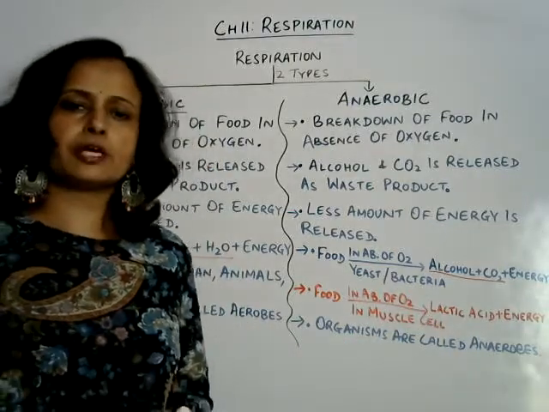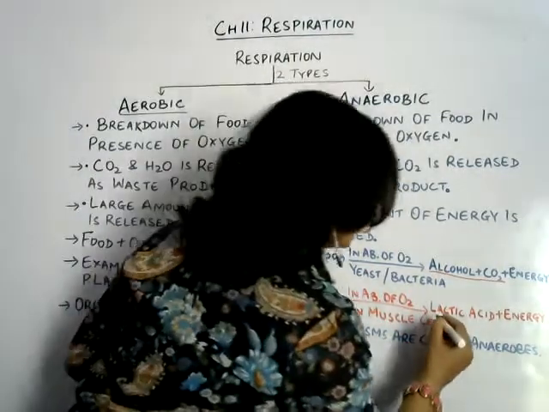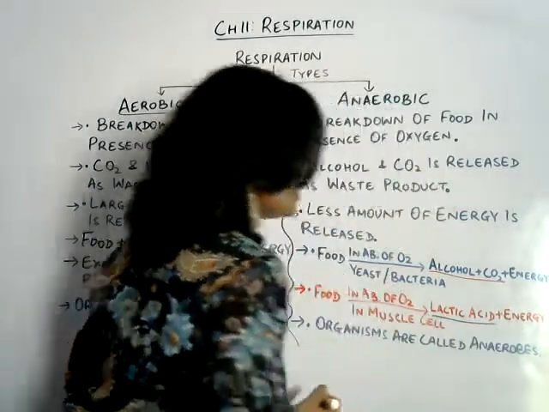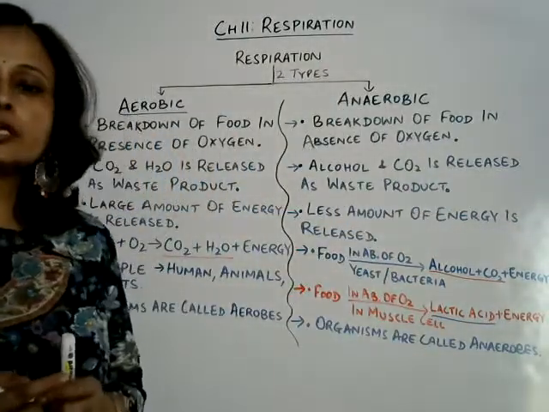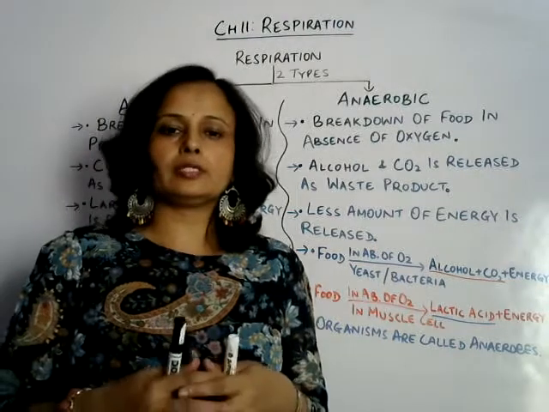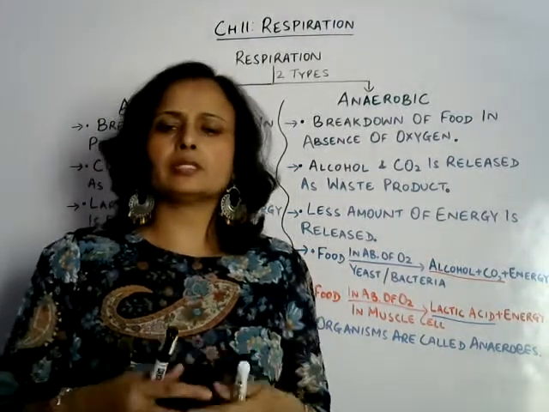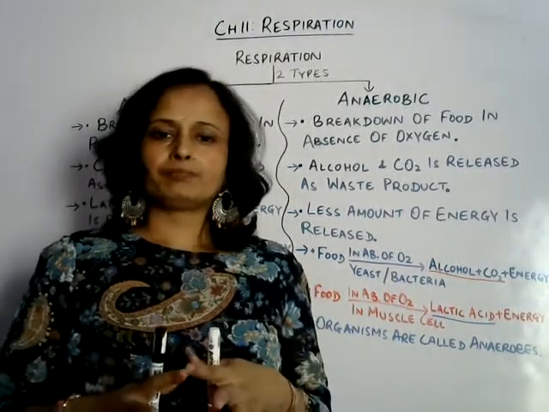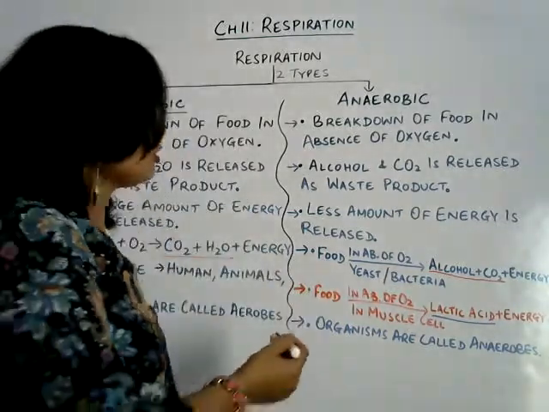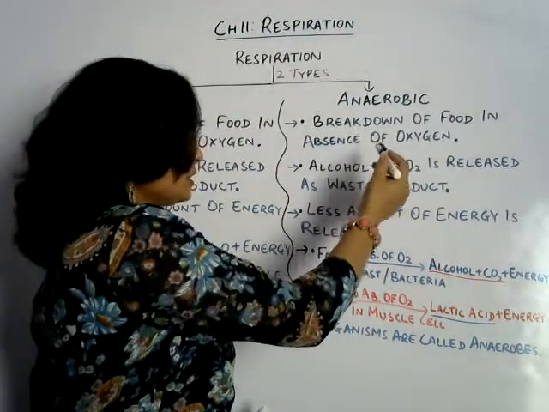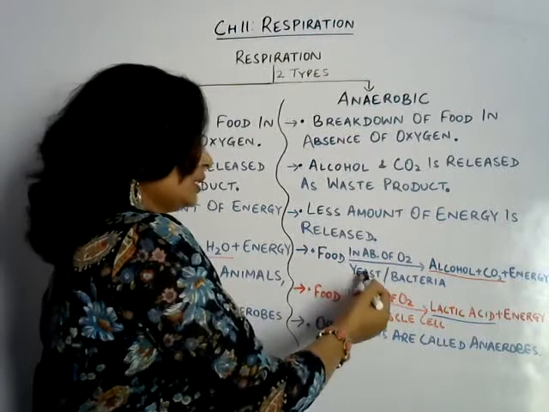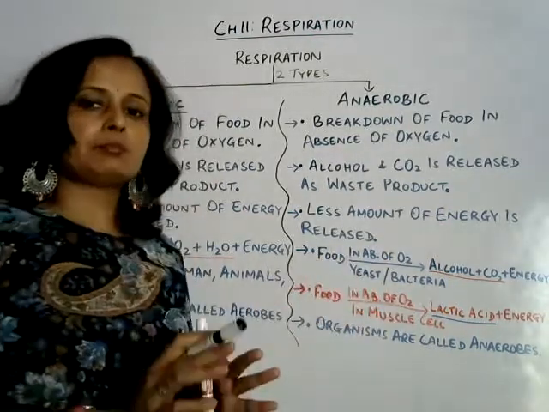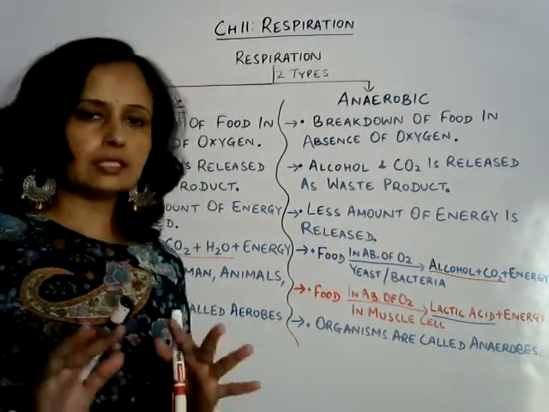So what is the waste product here? The waste product here is lactic acid, and energy is also released, but here also the energy is not in much amount, it is in less amount. Okay. So what are the examples of anaerobic organisms? Those are yeast and bacteria, and sometimes human muscle cells.